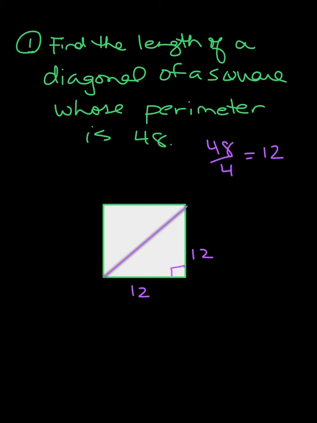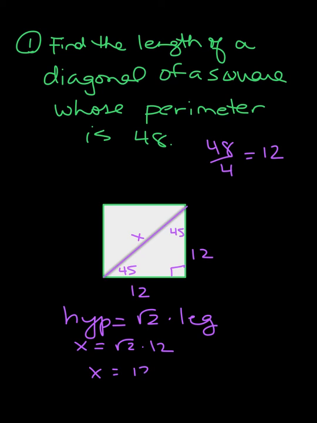So I really have here, if my sides are 12, again, I have an isosceles triangle, so that makes this a 45, 45, 90. And I know that my hypotenuse is equal to root 2 times my leg. So the hypotenuse, I can make that x. X is equal to root 2 times my leg, which is 12. So I know that my hypotenuse, in this case, has a value of 12 root 2.